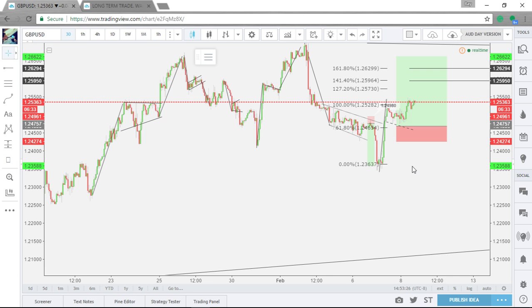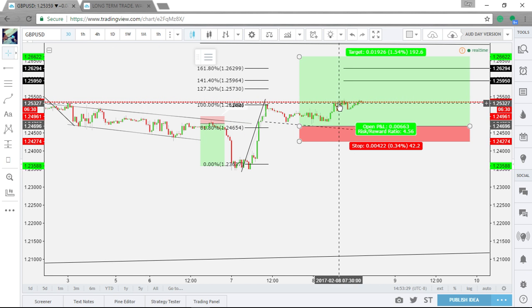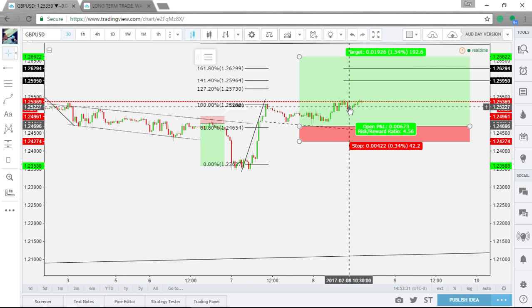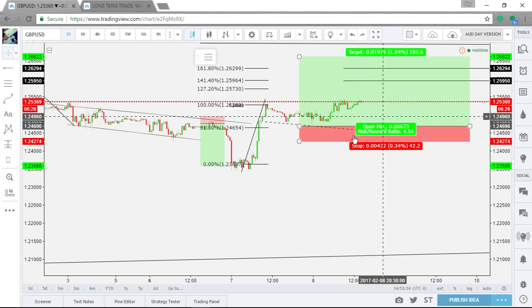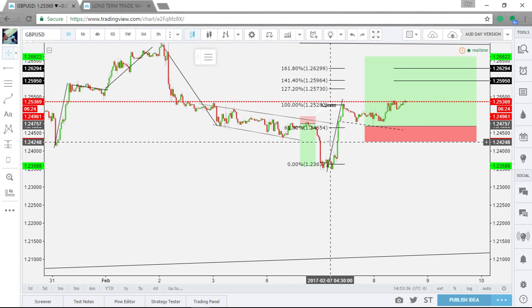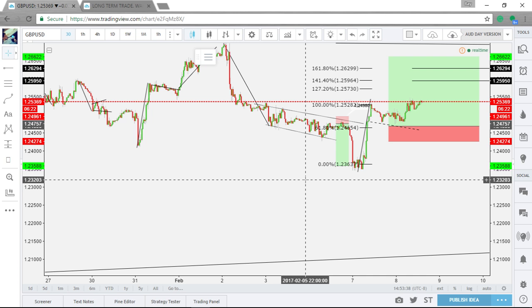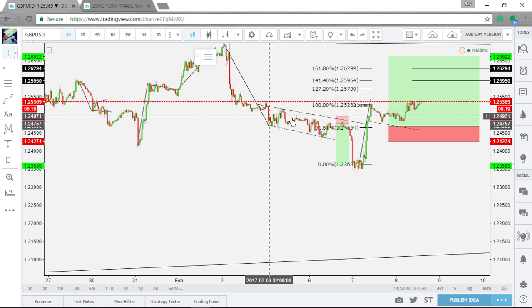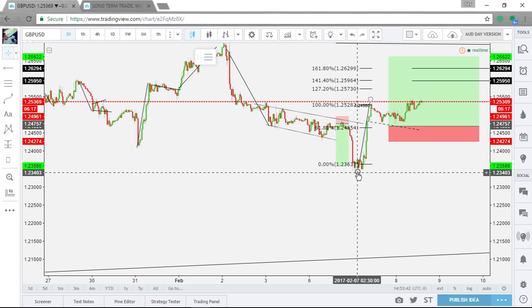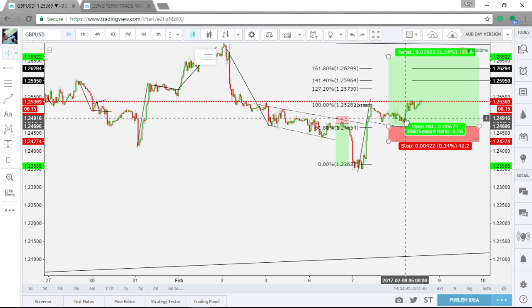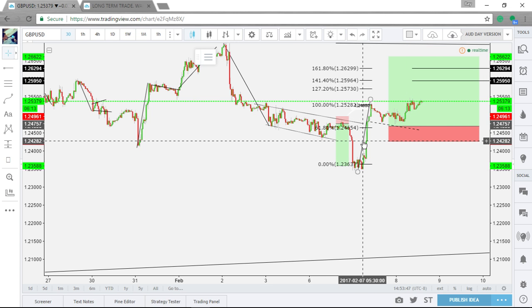If you take a look at it on a 30-minute chart: correction here, impulse, correction, impulse, correction, impulse. Look at this. Impulse, correction, impulse. Impulse, correction, impulse. Okay?